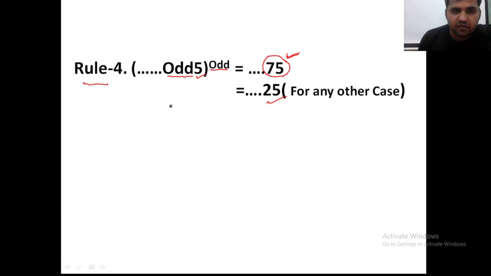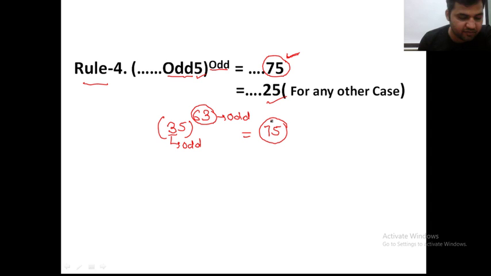For example, if I want to find out the last two digits of 35 power 63, you can see the tens place digit is an odd number and this power is also an odd number. So straight away you can say using rule number 4 that the answer will be 75.